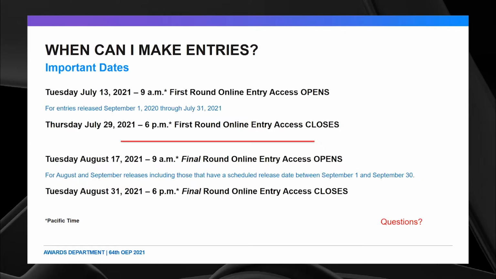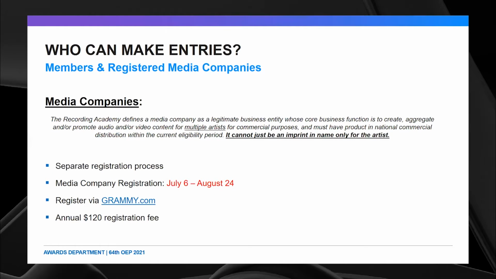So for media companies, there's a separate registration process. A media company every year will pay $120 to register, and during the window of July 6th through August 24th will register. They'll go to Grammy.com, register, fill out some information, and complete the registration. On our end, we have a few folks on our team that go through every single registration to verify that they meet our definition. If so, that media company is given access to make entries.